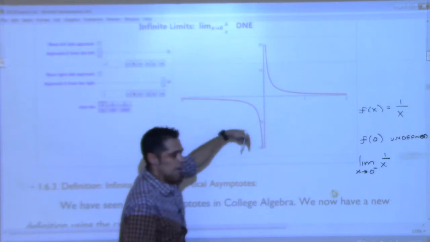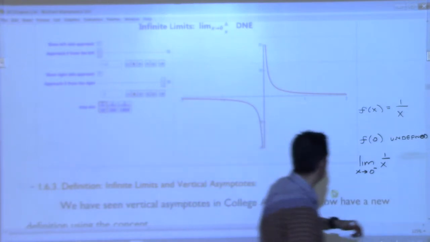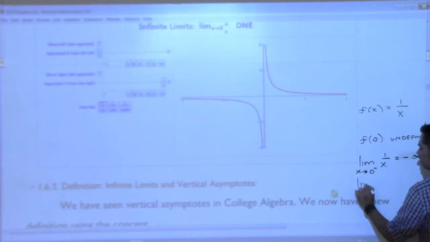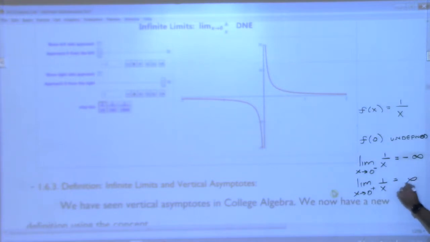Down. Down, and what do we call down there? Negative infinity, right? Negative infinity. So look, from the left side, this limit does exist. From the left side, it exists. What about from the right side? What's the limit as x approaches 0 from the right of this function? That's positive infinity, right? So these two limits exist.